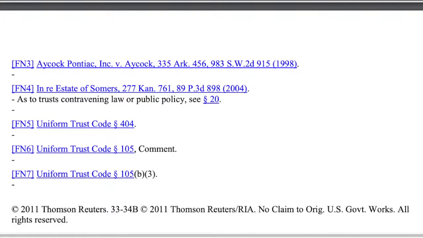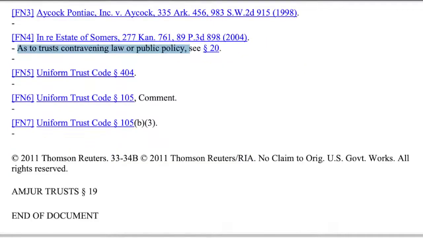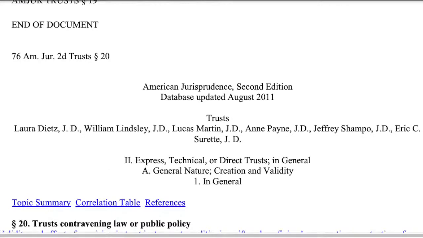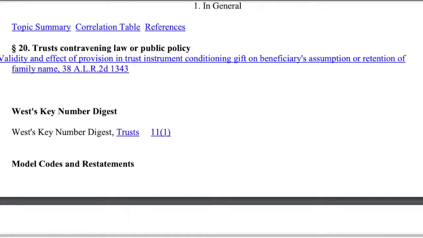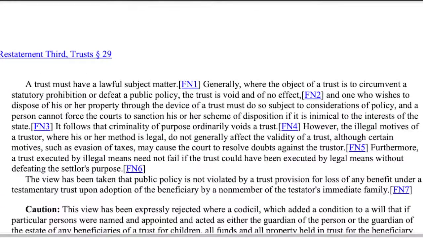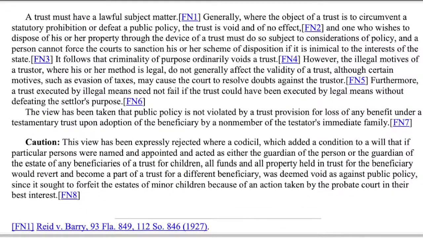So, interesting things to be aware of as to trusts contravening law or public policy, of course. So that was 2004. So you see the stuff is already creeping into our common law. So, trust contravening law or public policy. Now we're going to get into this, and I think it behooves us at this point to look up a word like contravening. Give me just a second here.